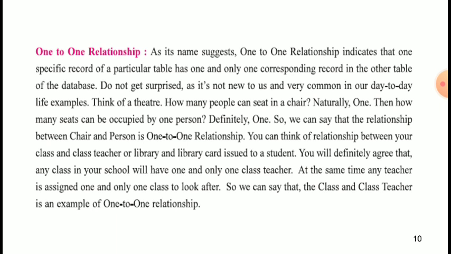Example, think of a theater. How many people can sit in a chair? Naturally one. Then how many seats can be occupied by one person? Definitely one. So we can say that the relationship between chair and person is a one to one relationship. You can think of the relationship between your class and class teacher, or library and library card issued to a student. You will definitely agree that any class in your school will have one and only one class teacher. At the same time, any teacher is assigned one and only one class to look after. So we can say that class and class teacher is an example of one to one relationship. So that is a one to one relationship.